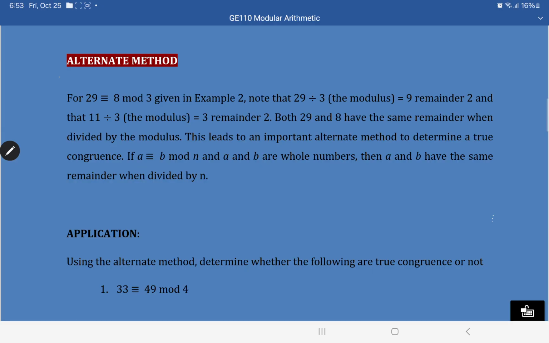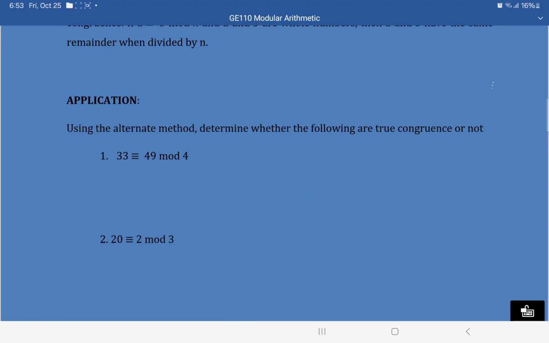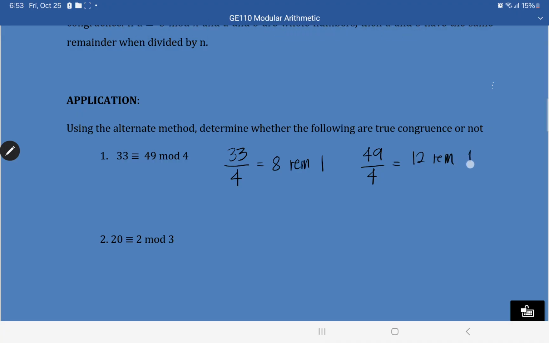Okay, so we have here our first application. Using the alternate method, determine whether the following are true congruences or not. So we have 33 is congruent to 49 modulo 4. If we divide 33 by the modulus of 4, this is 8 remainder 1. Whereas if we divide 49 by 4, we have 12 remainder 1 also. Since the remainders are the same, then we say that the congruence is true.